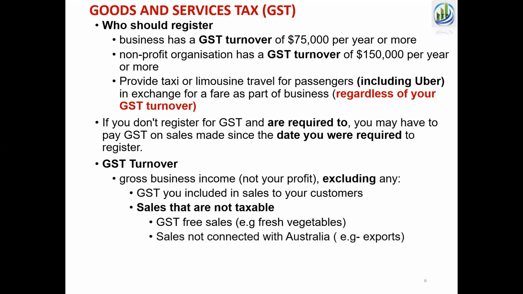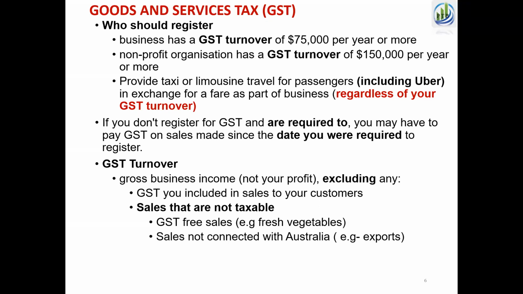So there are sales not connected to Australia. For example, if you're exporting outside of Australia, that should not be included in the GST turnover. For example, in your business, total sales are 3.3 million, and all of them are exports. So how much is GST turnover? Gross sales 3.3 million. Exports are not GST applicable. Therefore, 3.3 million minus 3.3 million, export, GST turnover is zero. They no need to register for GST.